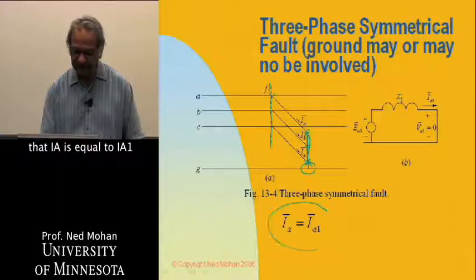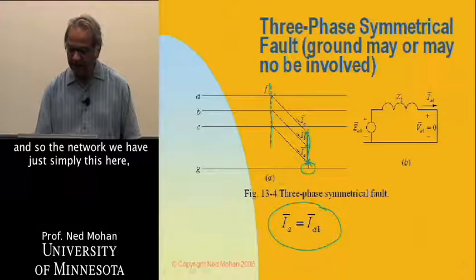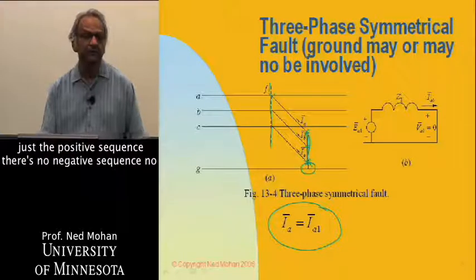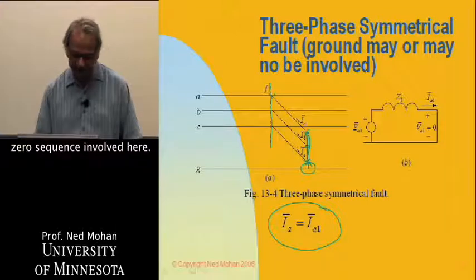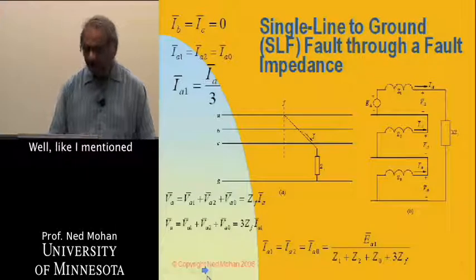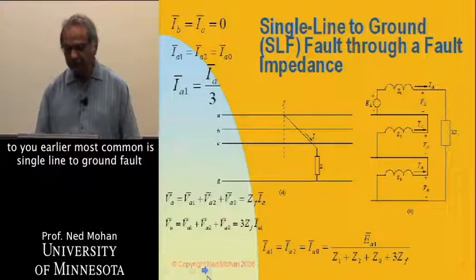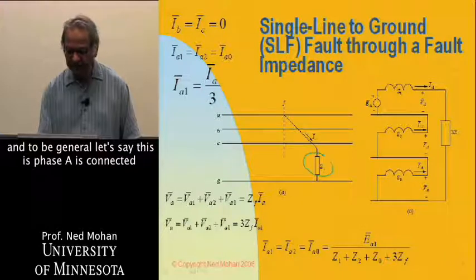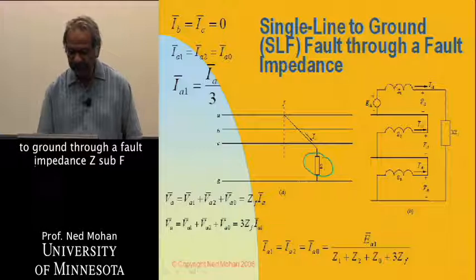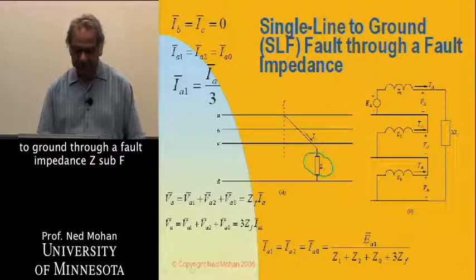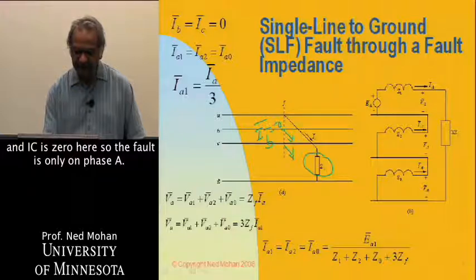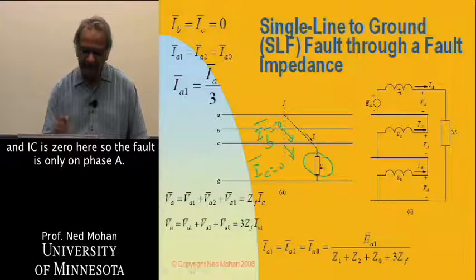So you can see that IA is equal to IA1, and so the network we have is just simply this here. This is the positive sequence. There's no negative sequence, no zero sequence involved here. Now, like I mentioned earlier, most common is the single line to ground fault. To be general, let's say phase A is connected to ground through a fault impedance, Z sub F. IB is 0 and IC is 0 here, because the fault is only on phase A.